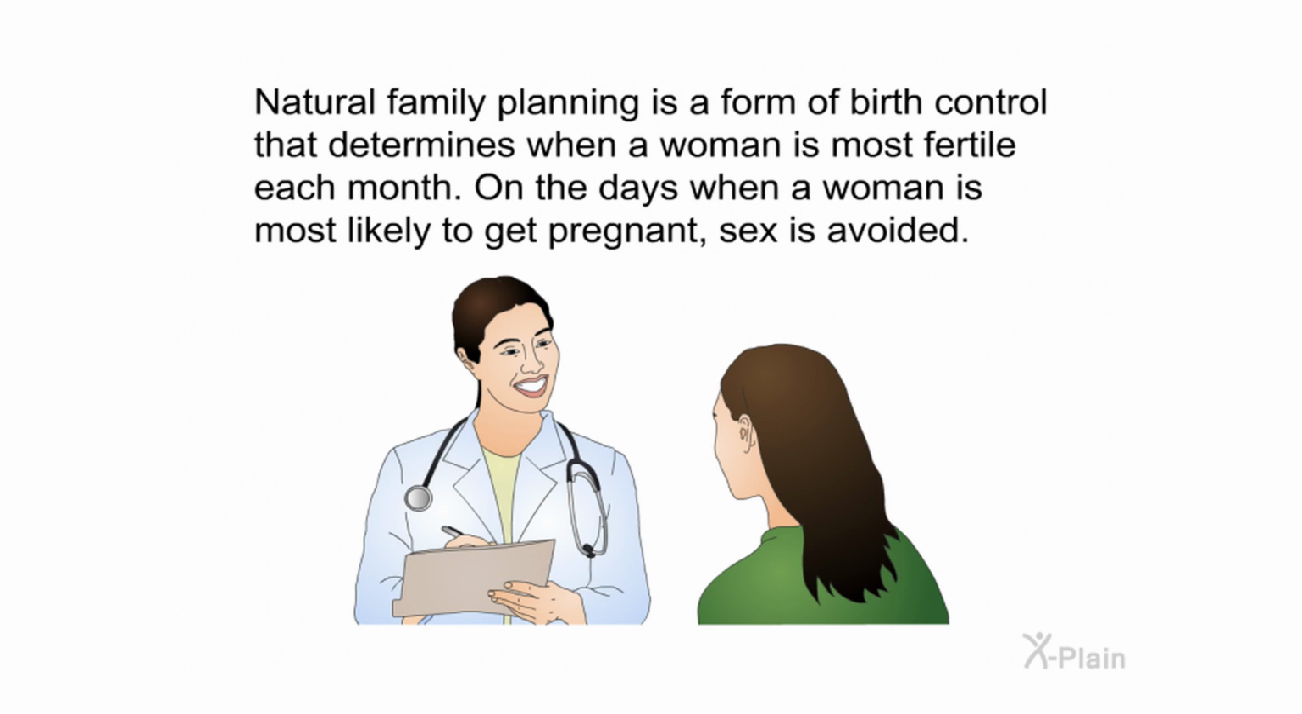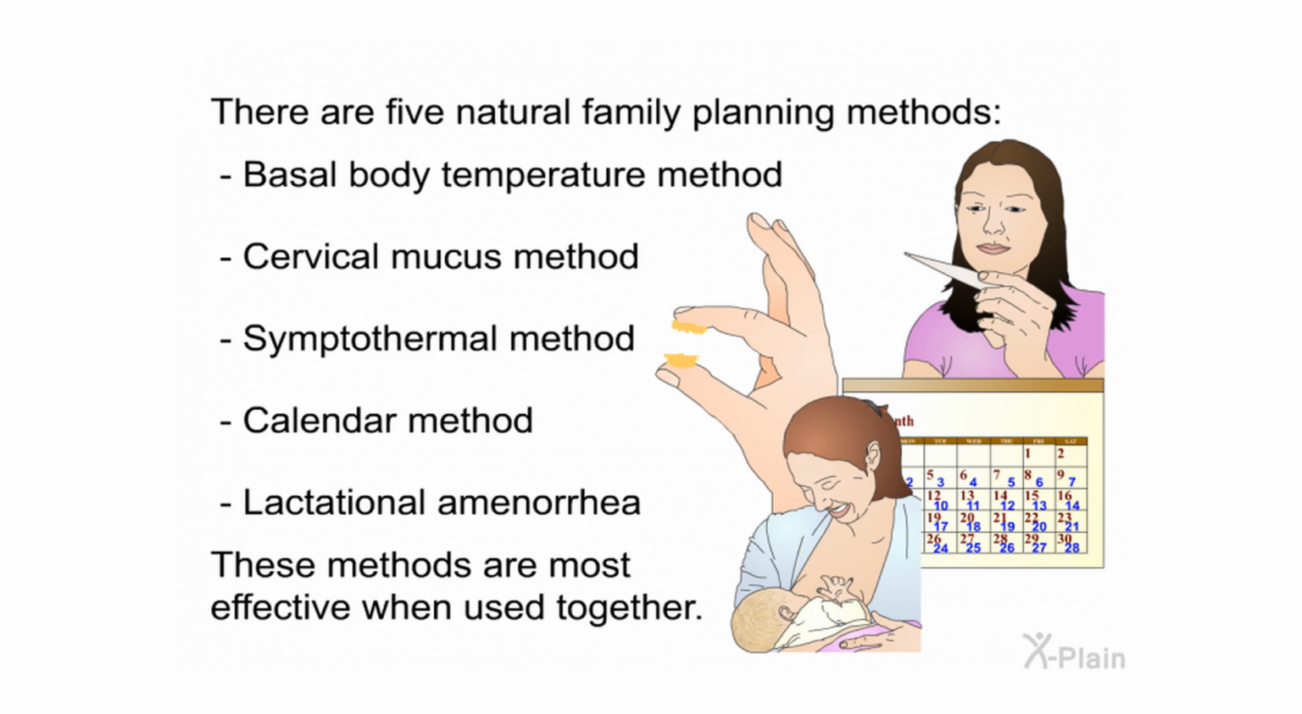Summary. Natural family planning is a form of birth control that determines when a woman is most fertile each month. On the days when a woman is most likely to get pregnant, sex is avoided. There are 5 natural family planning methods: basal body temperature method, cervical mucus method, symptothermal method, calendar method, lactational amenorrhea. These methods are most effective when used together.